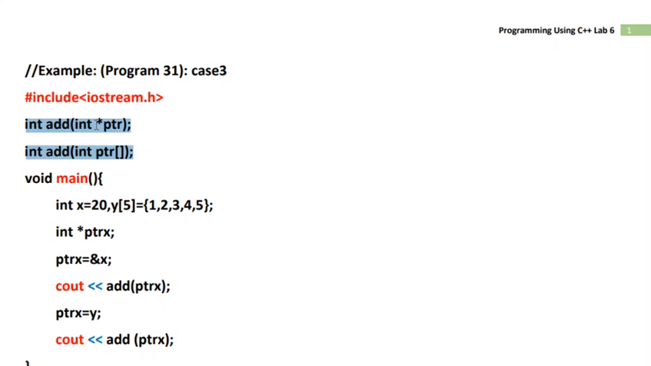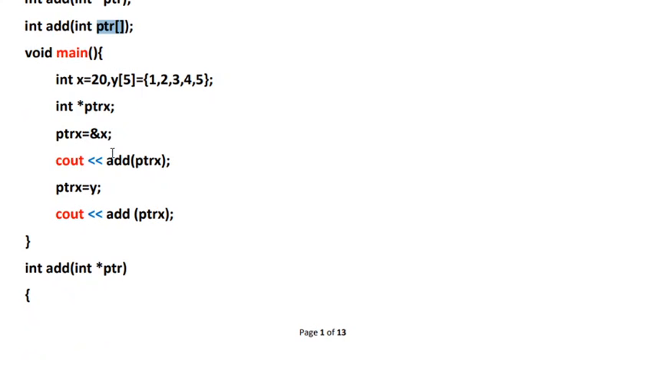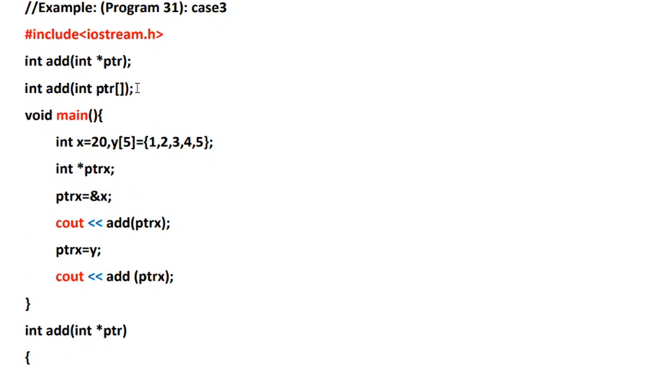In the first case, you are passing a pointer, that is asterisk ptr. In the second case, you are passing an array, that is you are using the notation for the array. But in both cases, what you're doing is passing a reference to an integer value, because whenever you pass a pointer to an array, it will point to an integer value, that is the beginning of the array, the first element of the array.